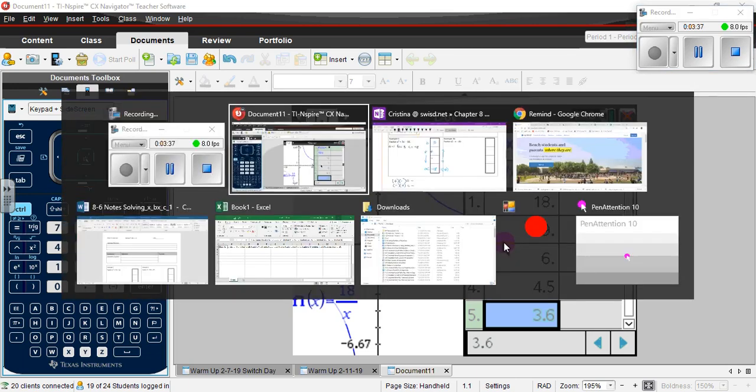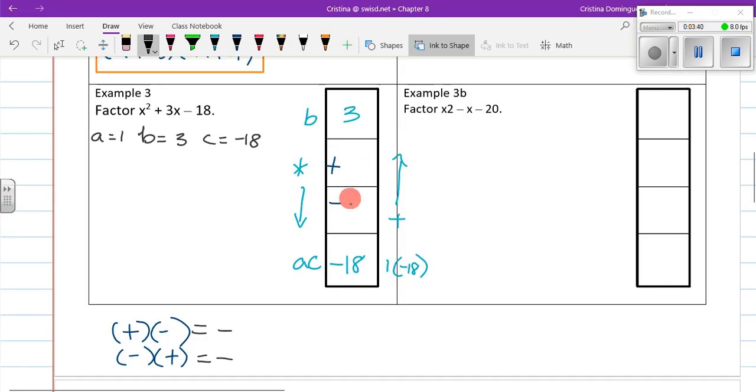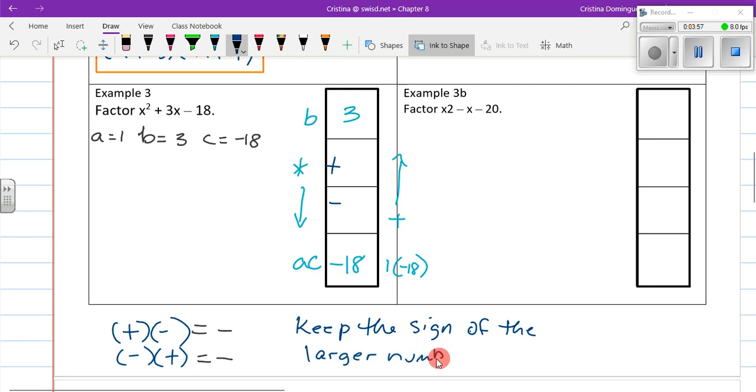Now the only thing left is figuring out which one is going to go where. Remember the rule that we always keep the sign of the larger number. Since our 3 is positive, that means that our larger number, 6, is also going to be positive, and we're going to put the 3 here. And sure enough, positive 6 minus 3 is positive 3. And when we multiply positive 6 times negative 3, we get negative 18.